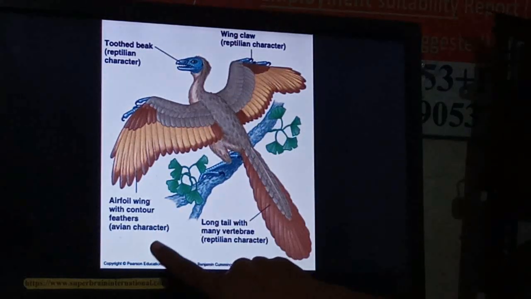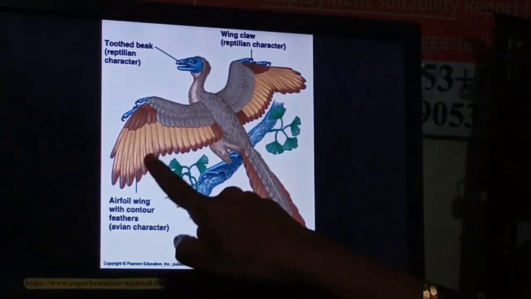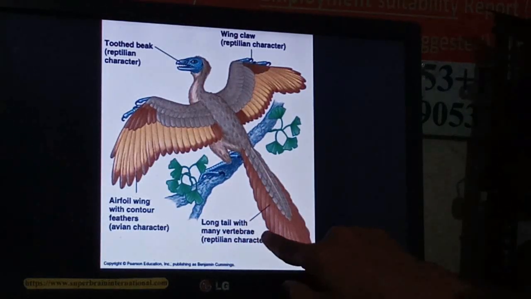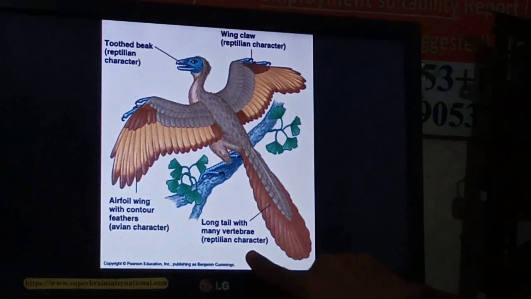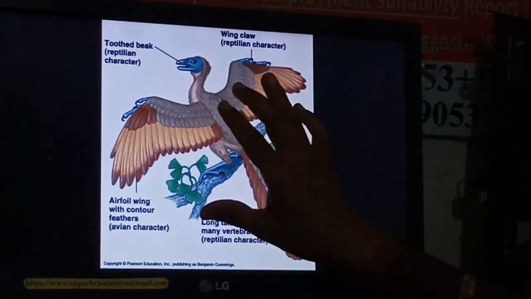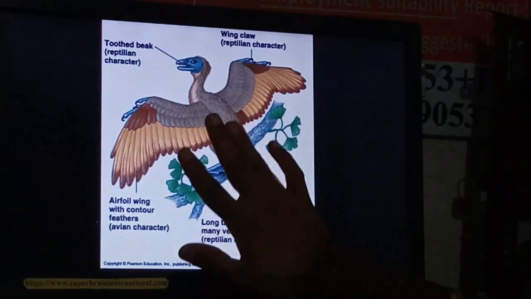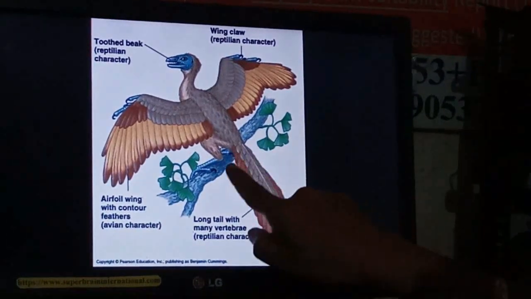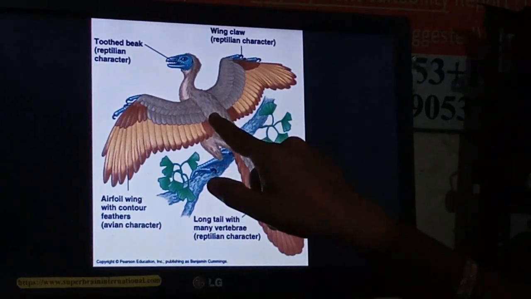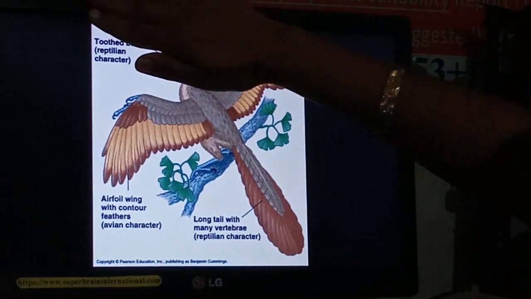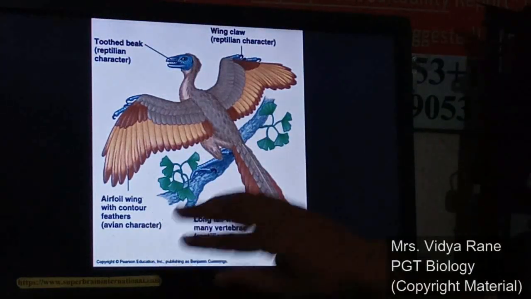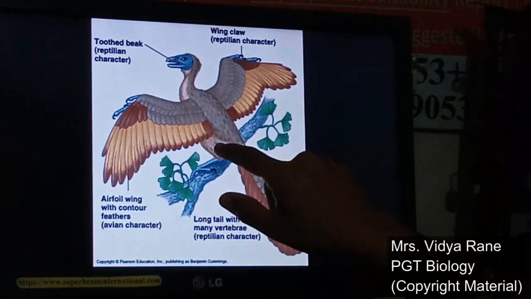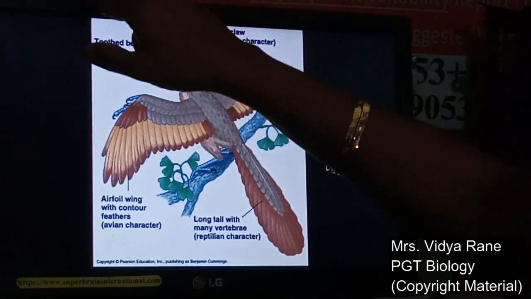Airfoil wings with contour feathers, this is a bird character, an avian character. And a long tail with many vertebrae, that is a reptilian character. This means this organism has a combination of birds as well as reptiles. So this is a connecting link where reptiles are evolving into birds, right? So birds are an evolved structure, reptiles are an unevolved structure, and in between these two, this is the connecting link which shows that the reptiles evolved into the birds.